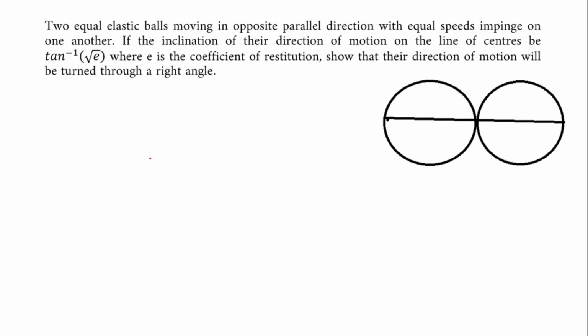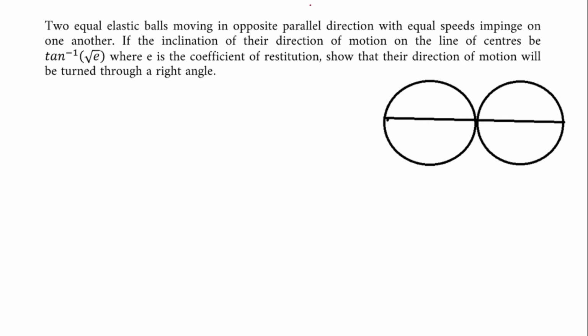Problem. Two equal elastic balls moving in opposite parallel directions with equal speeds impinge on one another. If the inclination of their direction of motion on the line of centers be tan inverse of root E, where E is the coefficient of restitution, show that their direction of motion will be turned through a right angle. So we are going to prove that the direction of motion will be turned through a right angle. Right angle in the sense it will be a relationship with alpha in terms of 90 degree. So that is what we are going to prove.